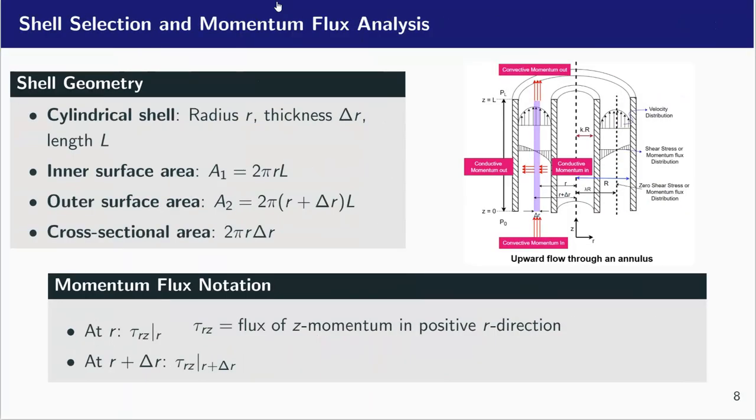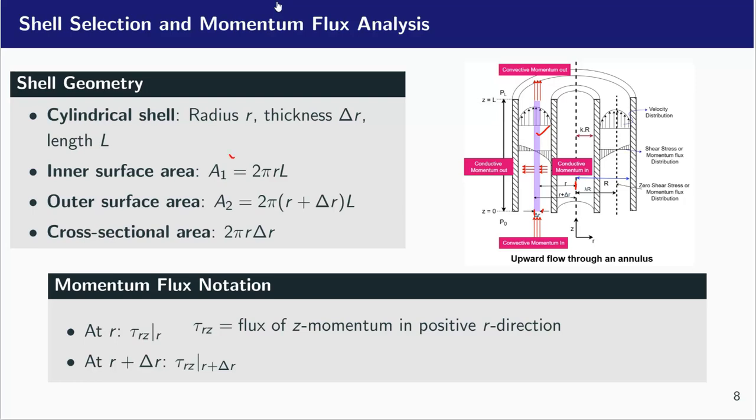So now here is the cell selection and momentum flux analysis. Now here, this is our cell. Okay, so that is a cylindrical cell, radius r and thickness del r. So this is del r thickness and length is L, and radius is from here, the center line, to here, so that is r.